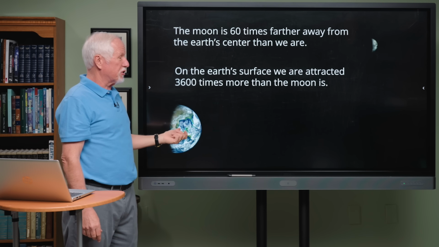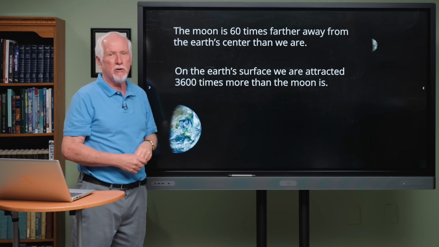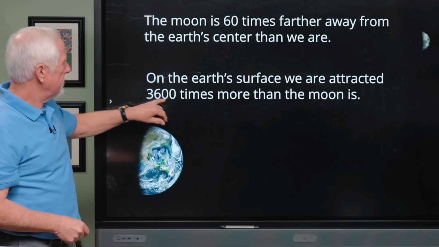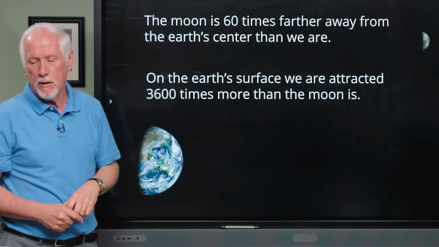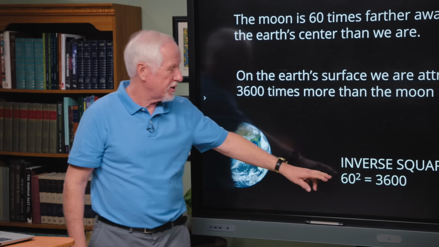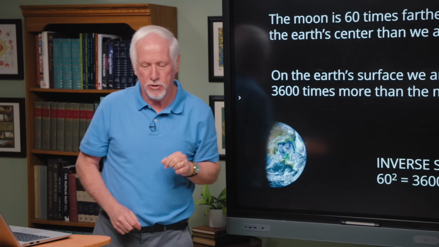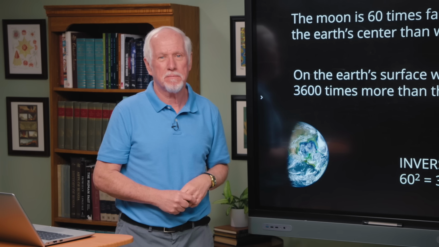That is, on the Earth, we're accelerated towards the Earth's center 3,600 times more than the moon is as it orbits around the Earth every month. Now look at these two numbers, 3,600 and 60. What's the relationship between those two? Well, it's a squared relationship. If you square 60, you get 3,600. And folks, that is how Sir Isaac Newton was able to figure out the inverse square law of gravity. That's brilliant.